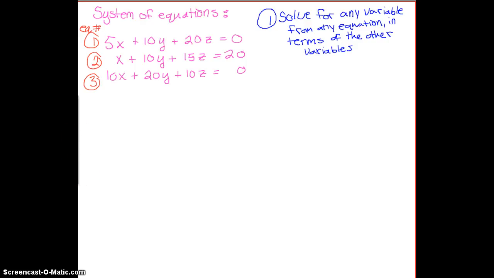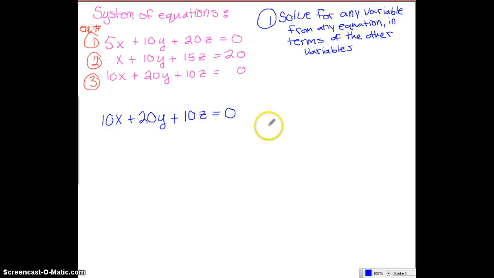So I'm going to pick to solve for x in equation 3. Now, like I said, it could be equation 1, 2, or 3, x, y, or z. Doesn't really matter. Generally, just pick the easiest one, though. So I have 10x plus 20y plus 10z is equal to 0.